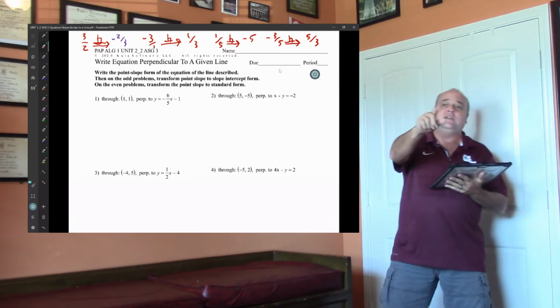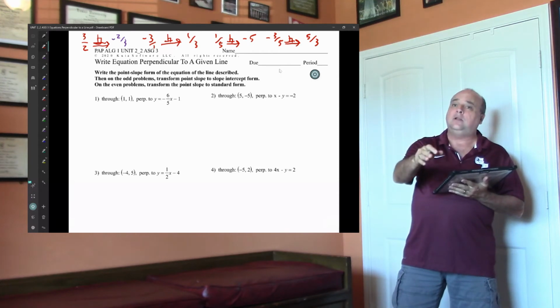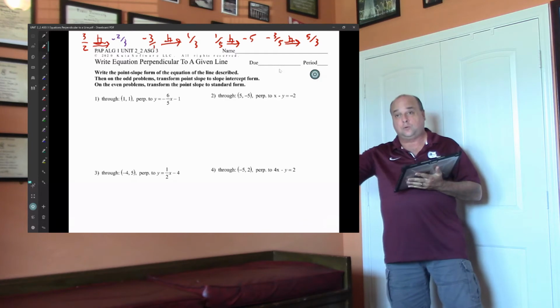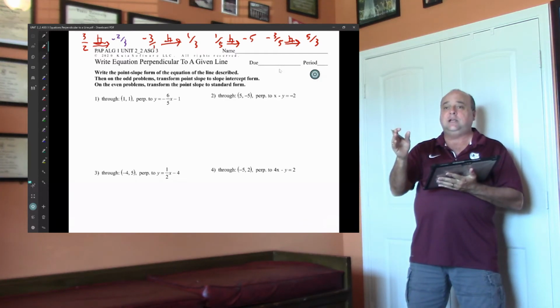And then we're going to do the same thing we did yesterday. So on this line, we're not going to have a parallel line. We're going to have a perpendicular line, which means we have to use the opposite reciprocal slope. So let's get rocking. You're going to do the same thing you did yesterday. So you're going to plug it into point slope.